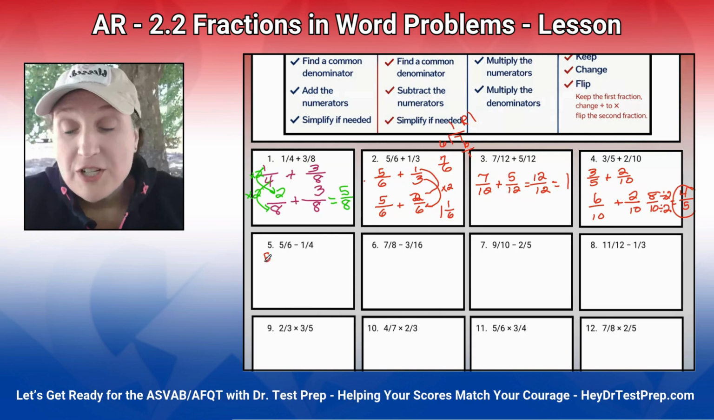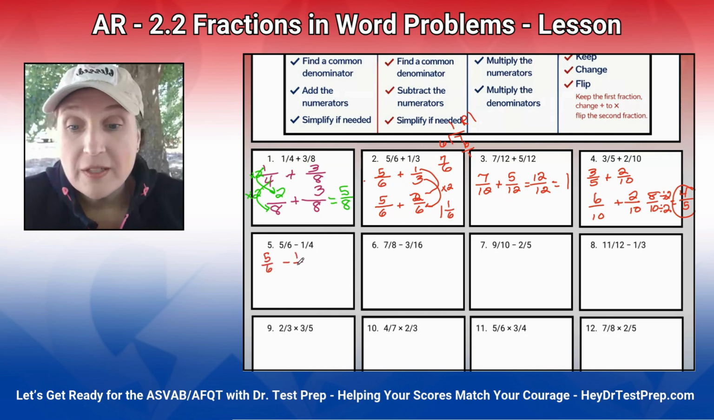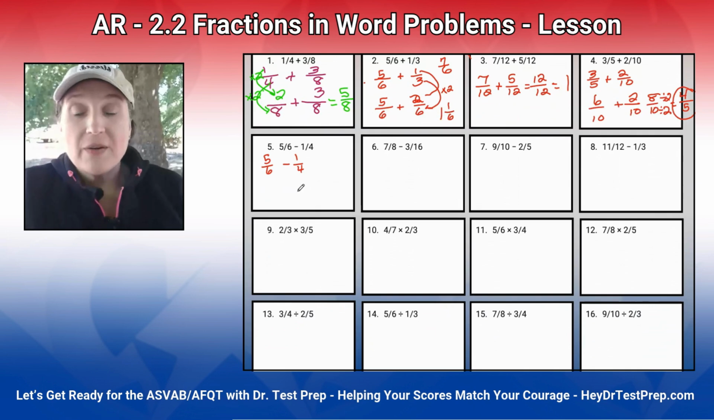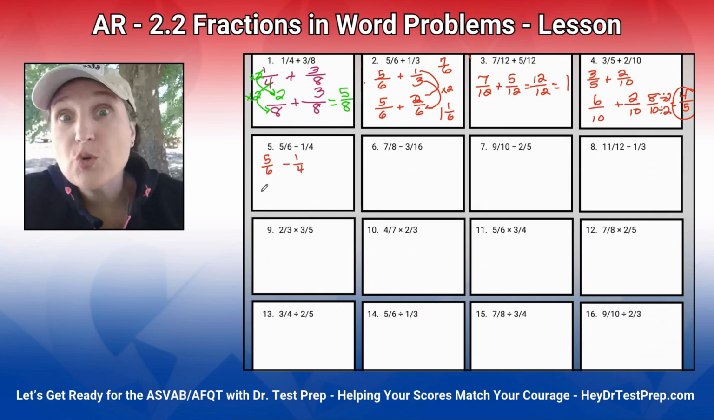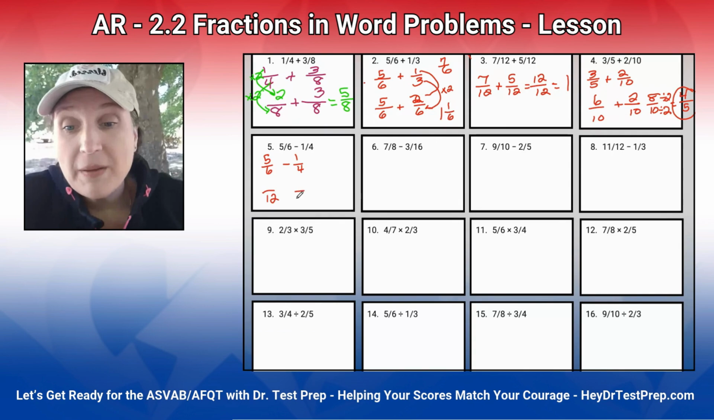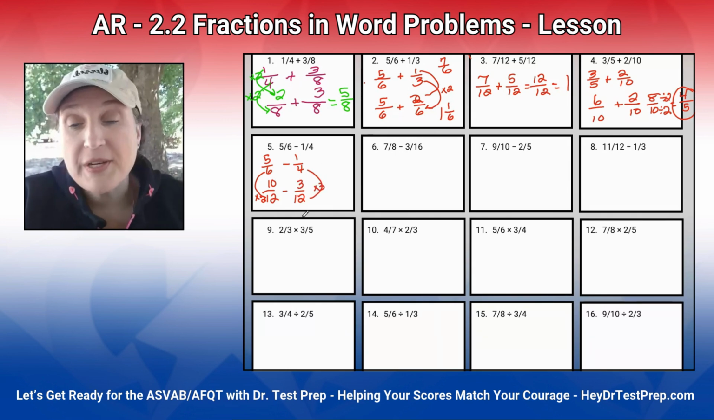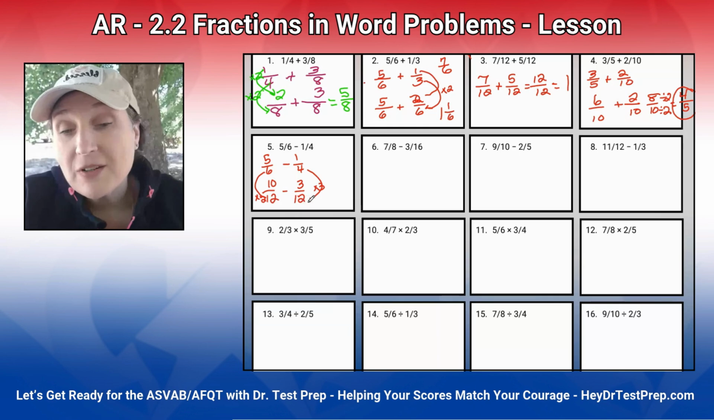Moving on to subtraction. I'm going to go a little bit faster now because we already know how to simplify. I know that 12 can be my least common denominator because 6 times 2 is 12. So 5 times 2 is 10. And 4 times 3 is 12. And 1 times 3 is 3. Now that both of our denominators are 12, we can just do 10 minus 3 and get 7/12.